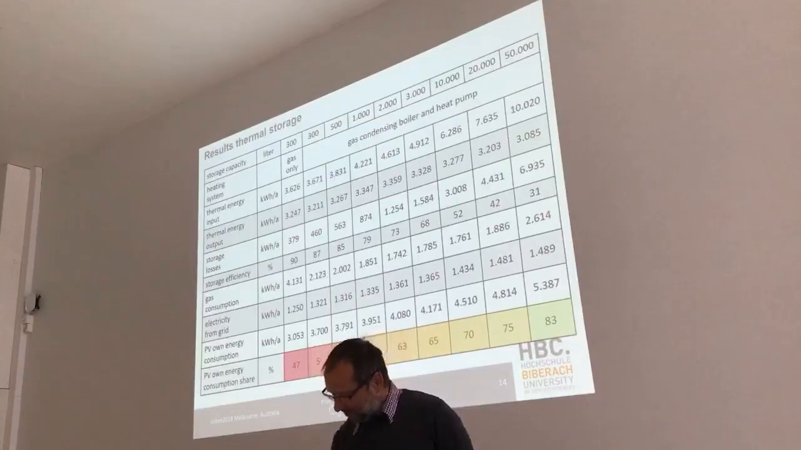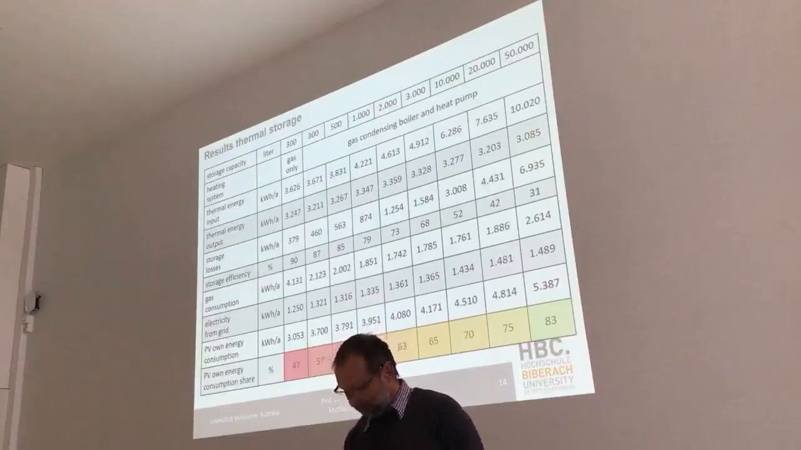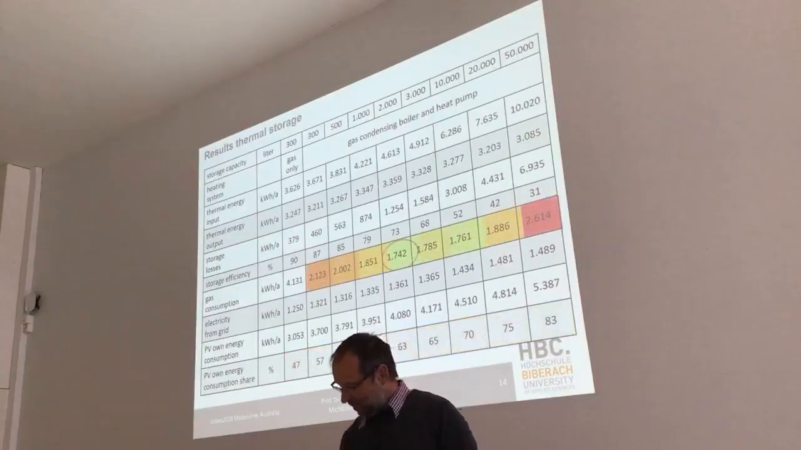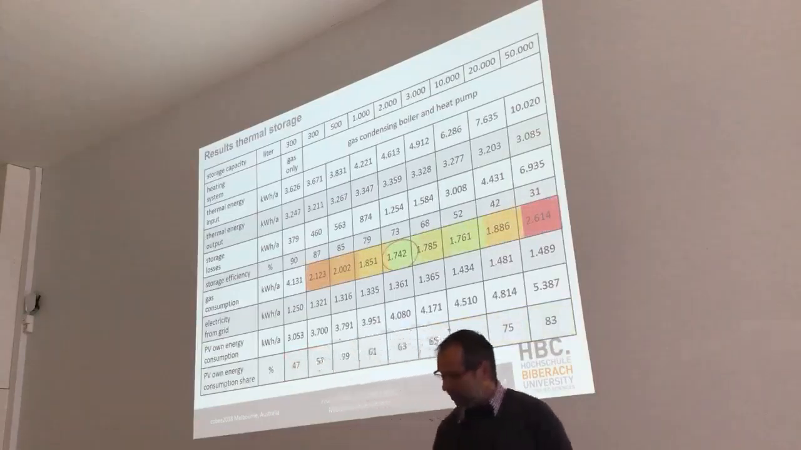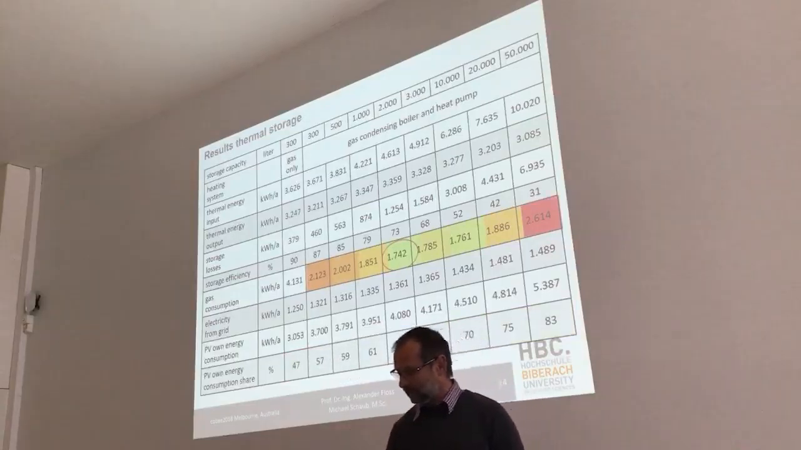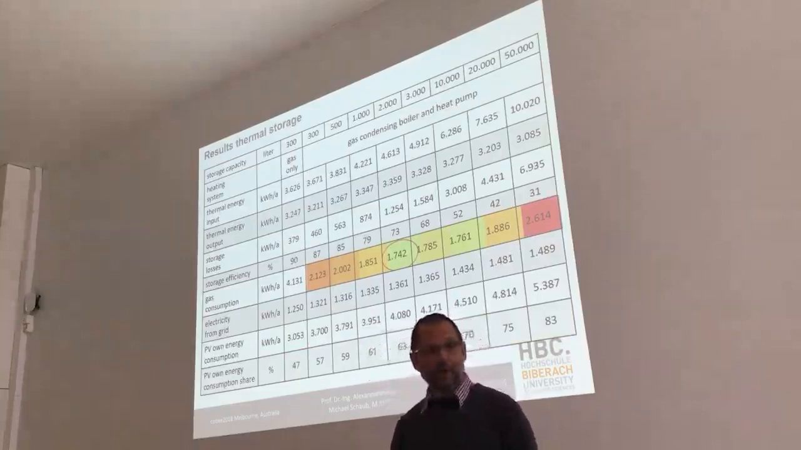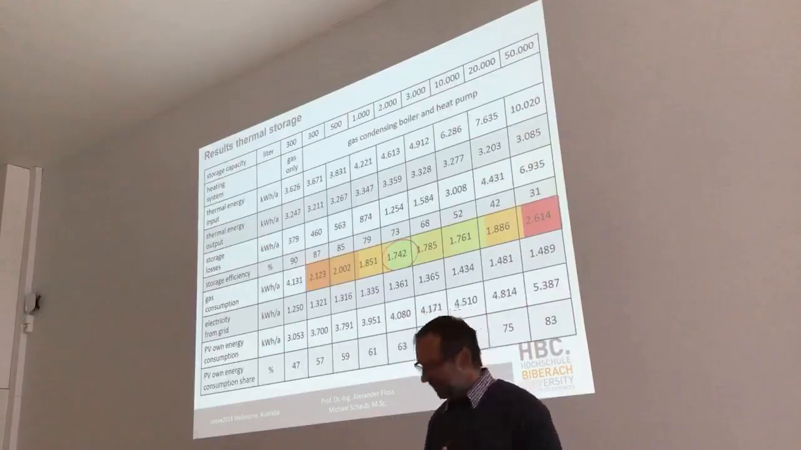While the electricity required from the grid is constant in the case of an ideal operating control system, the consumption of the gas boiler is minimal at a storage size of 2,000 liters. So that's a bit surprising. Normally you would assume the larger the storage tank, the less gas you need from the grid.